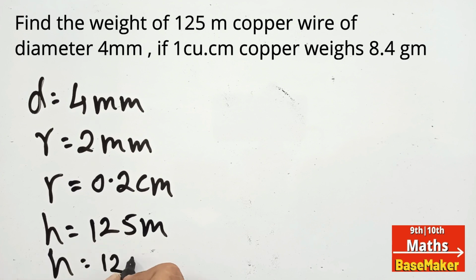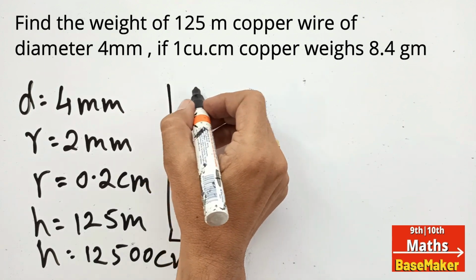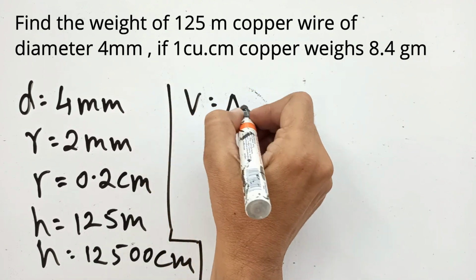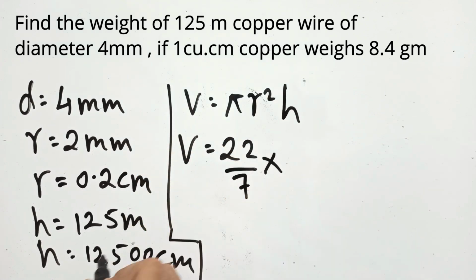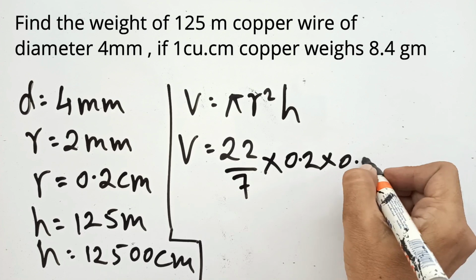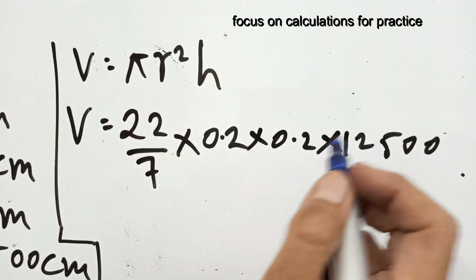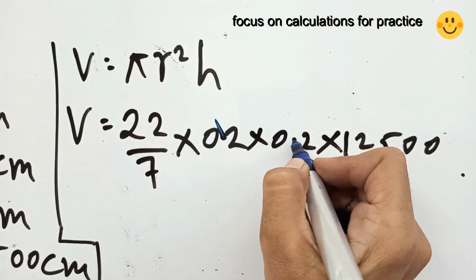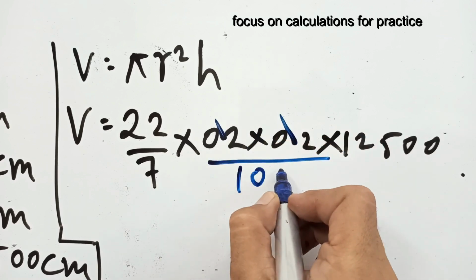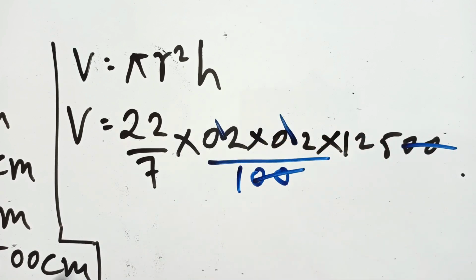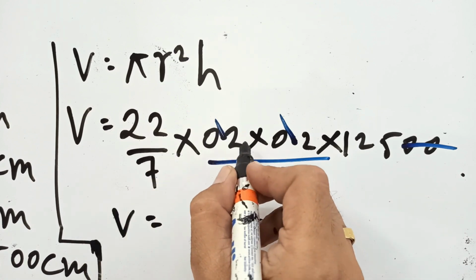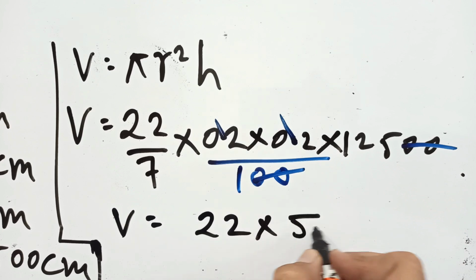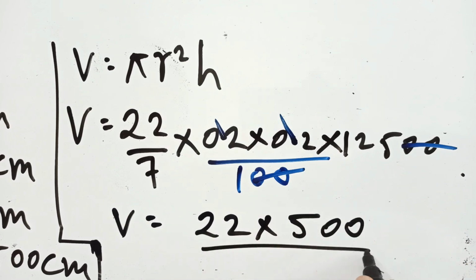and in centimeter, 12500. Since copper wire is considered as a cylindrical form, so volume we will find out by the pi r square h formula. Now focus on the calculations. Decimal remove, 100, this will be cancelled. 22, 224, 4 into 125, 500 upon 7.